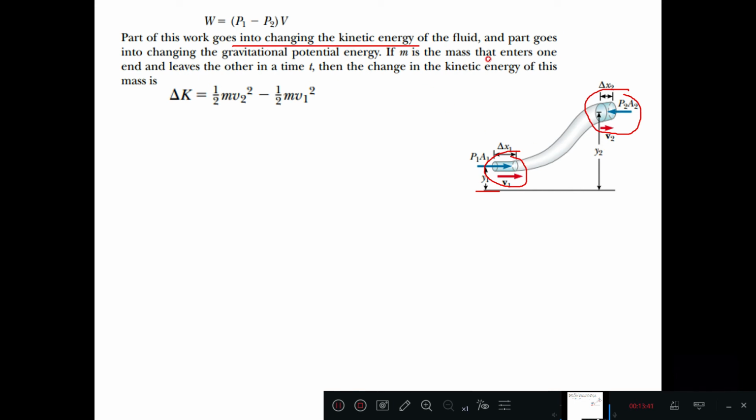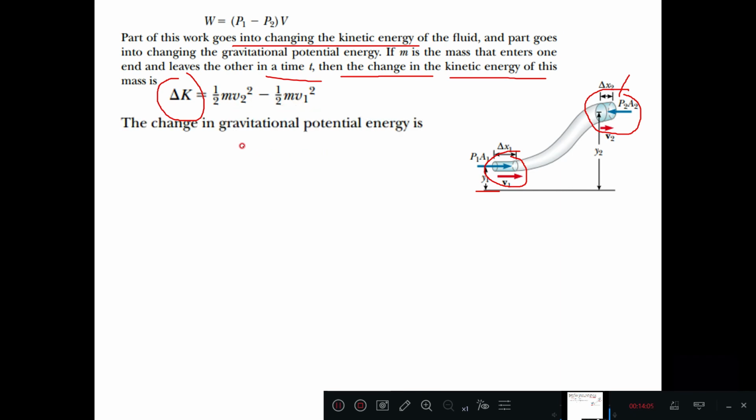So if m is the mass that enters one end and leaves the other end in a time t, then the change in kinetic energy of this mass is delta K. The change in kinetic energy will be half mv2 square minus half mv1 square. The change in gravitational potential energy, what we get, is delta U. Delta U is the change in potential energy.